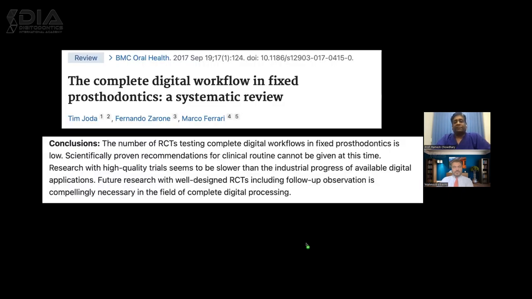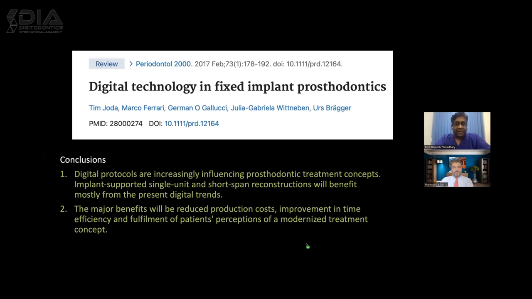Before I get into how I practiced and how it has evolved, I want to give a recent review of the literature about what full arch digital workflow has been stating. If you can see a publication by Joda et al. in 2017, on complete digital workflow in fixed prosthodontics, I have just taken a few of the systematic reviews to tell you how people were thinking and how much data existed in those times. A number of RCTs showed that future research with well-designed randomized clinical trials, including follow-up observations, is completely necessary in the field of complete digital processing. Because complete digital processing is still a challenge for many situations.